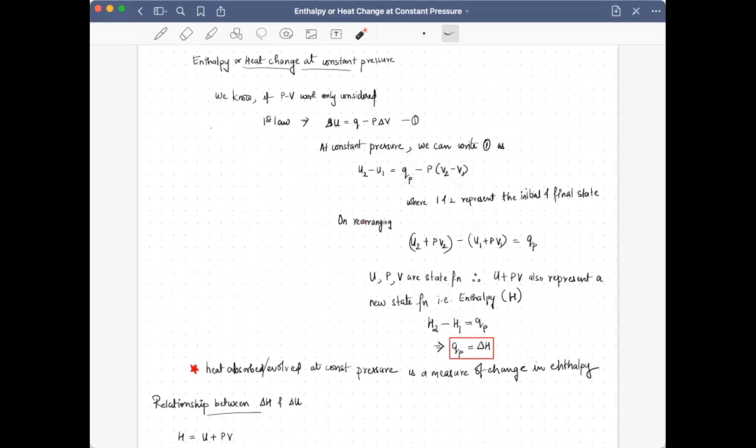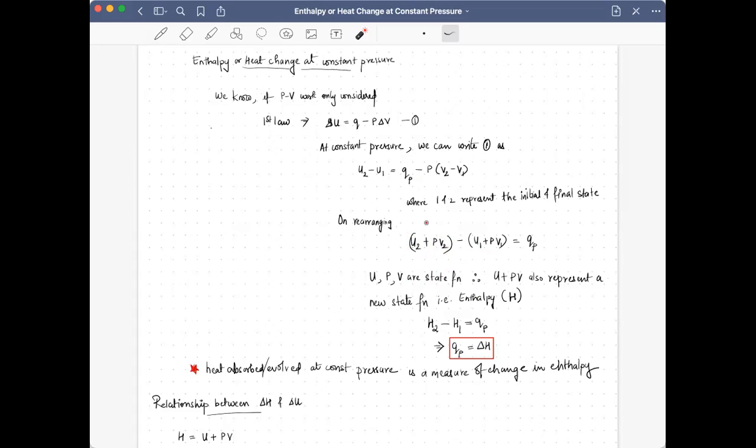Now, this equation can be rearranged a little. For example, we can bring this PV2 term here, and similarly the PV1 term here. So accordingly, our expression would look something like this in the rearranged format. If you look here, we have a combination of state functions: U is a state function, P is a state function, V is a state function. So obviously a combination of all the state functions is also a state function.